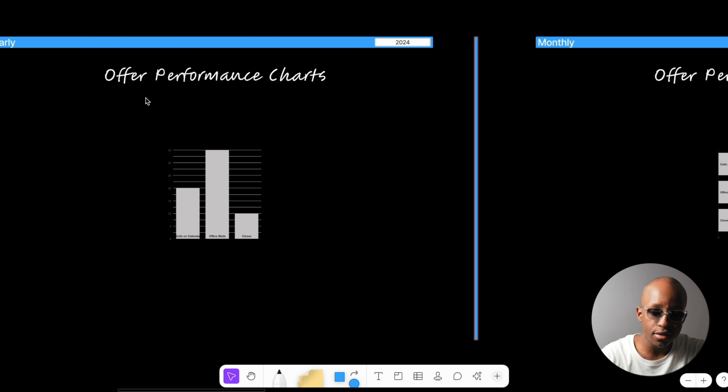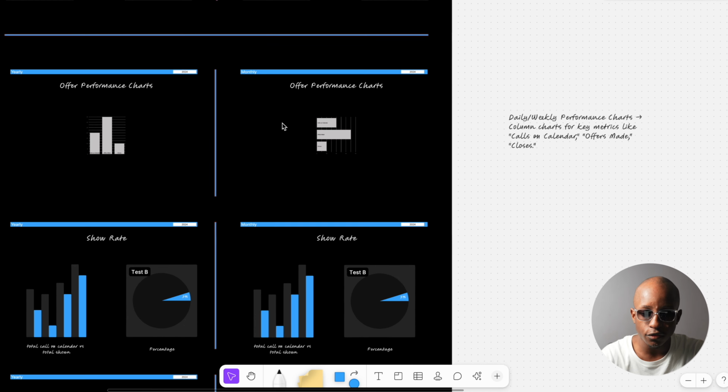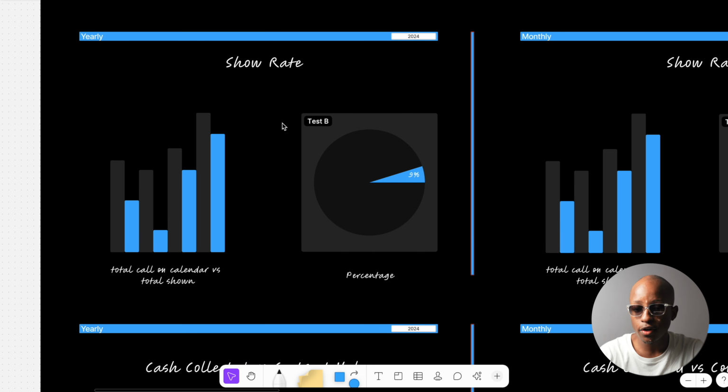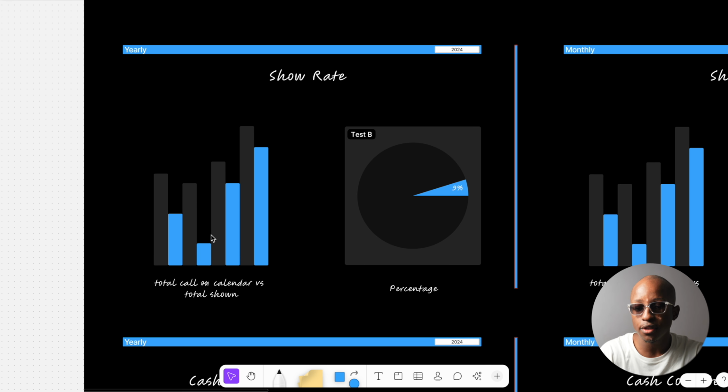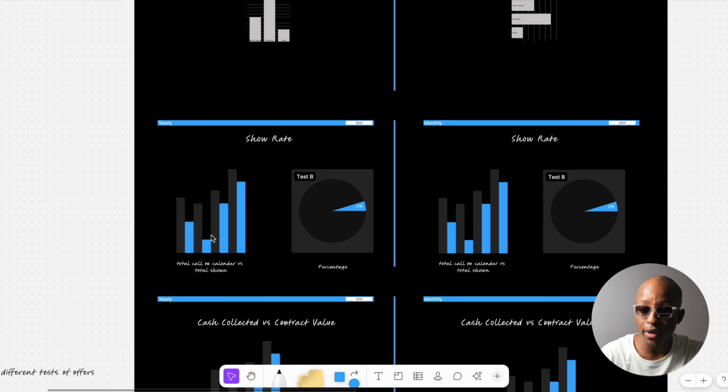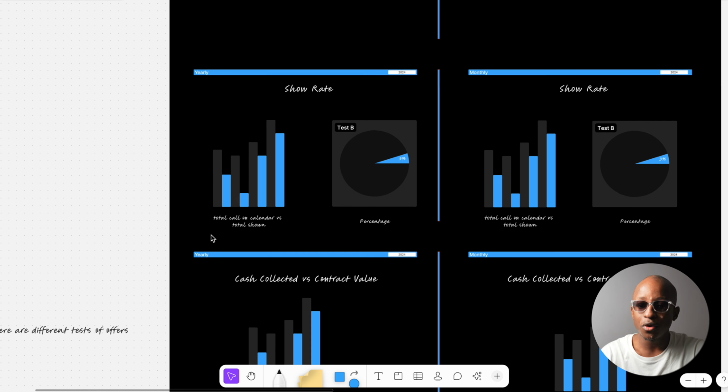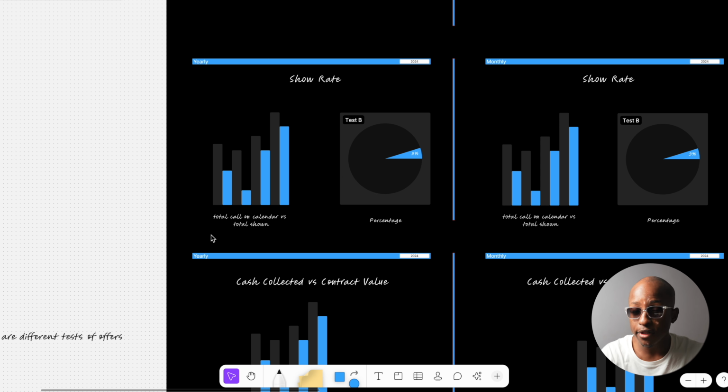So you have your monthly, and then you have your yearly over here, and then you have your show rates. Your show rates are super important because the total calls on your calendar versus total shown is going to be a key metric that you're focusing on, making sure you're focusing on what you're building in terms of your show rates, how many people are actively showing up to the sales calls.